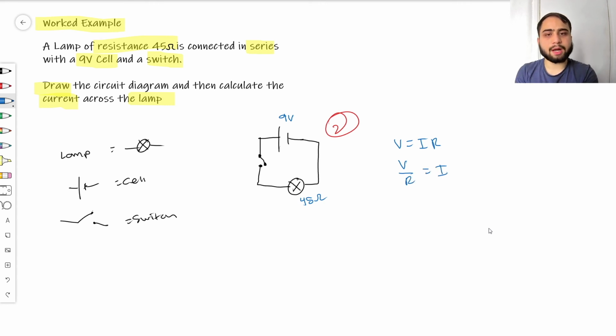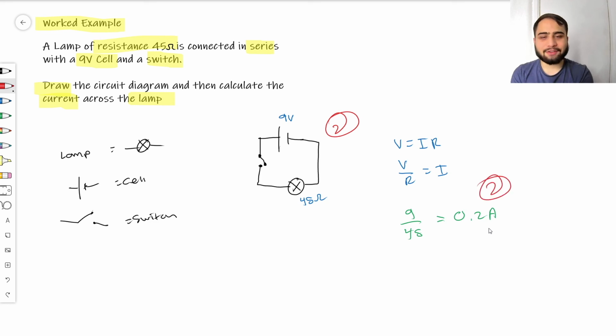Now, because this is series and there's only one component here, the voltage is going to be 9 volts across the lamp as well. So all I have to do is input my numbers. 9 volts over 45, which ends up being 0.2 amps. So there I have the current across my lamp. 0.2. That would be around 2 marks as well.